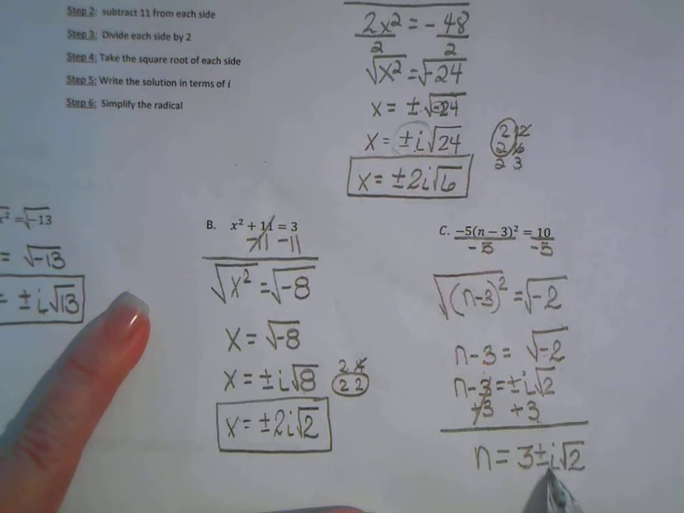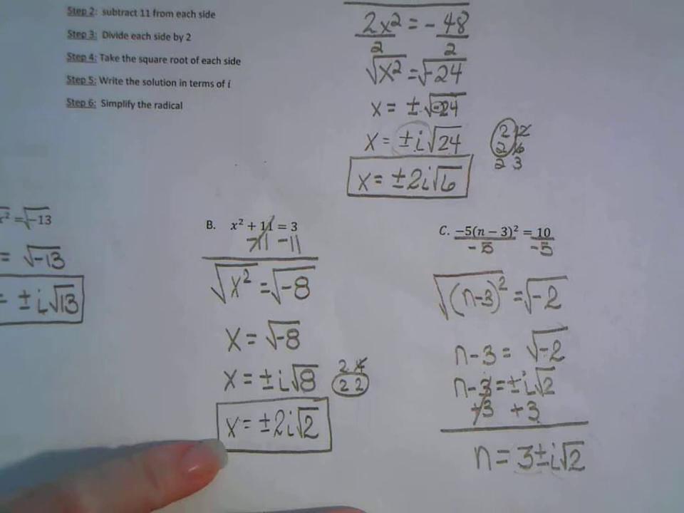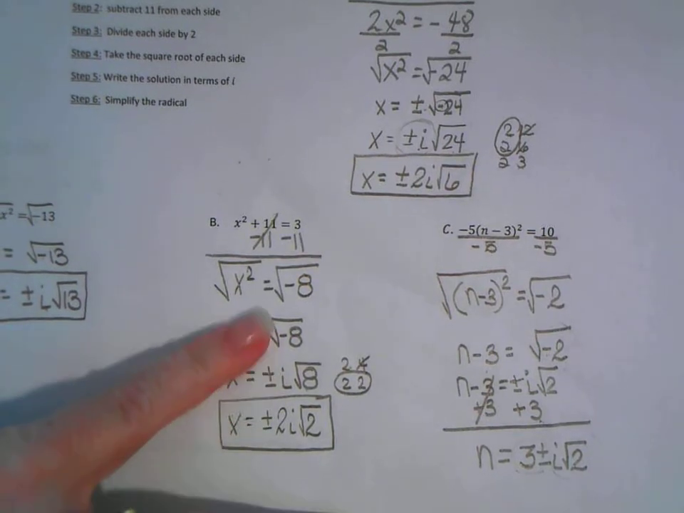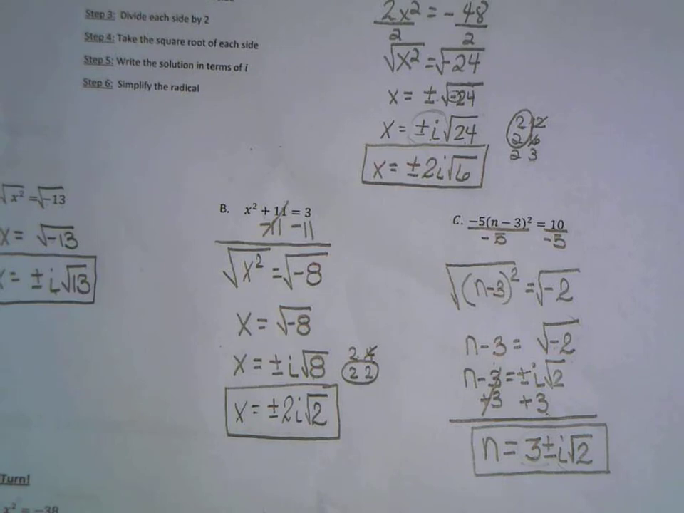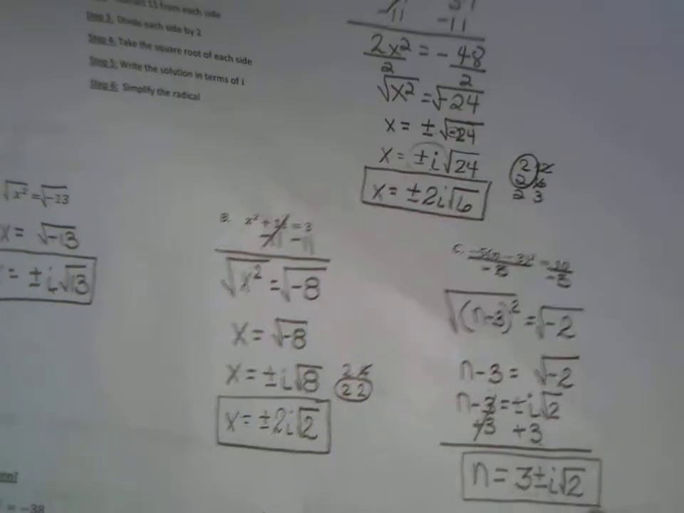This is the imaginary part of your answer. This is the real part of your answer. You're going to see in just another minute or two how this affects and why this is in standard form and why we write it like that. So the final answer on this one is n equals 3 plus or minus i square root of 2. Okay, let's go ahead and try this on your own.